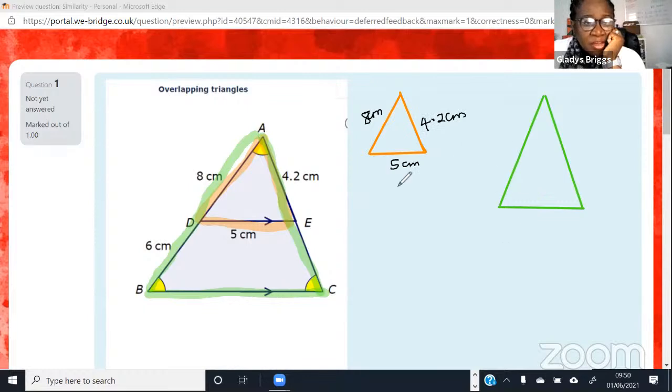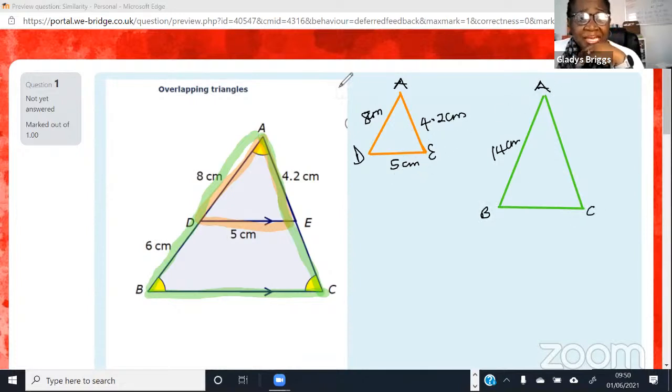Here you got to add those two up to get this long length here. So it's 8 add 6 is 14 centimeter. And that's the only thing you have on this one. Yeah. You have 4.2 on this side, but you don't know what E to C is. So this is A, D, E. And this is A, B, C.